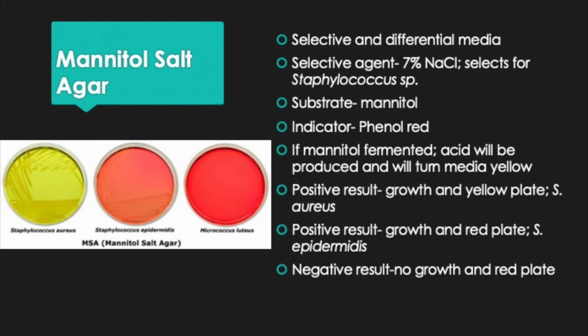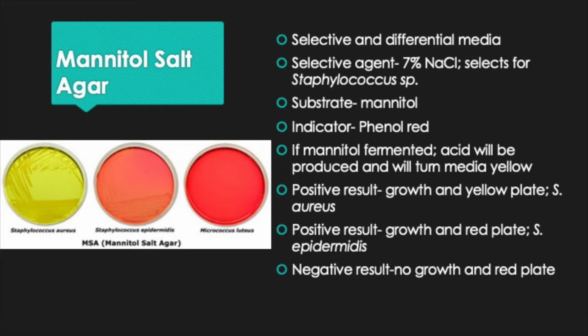Now, the indicator that's in the media is called phenol red. This is the differential part of the media. So, say we take a culture, streak it on MSA, and it grows. That tells us that it's some form of staph. Now, we need to figure out if it's a pathogen or not. Pathogen being Staph aureus, non-pathogen being Staph epidermis.